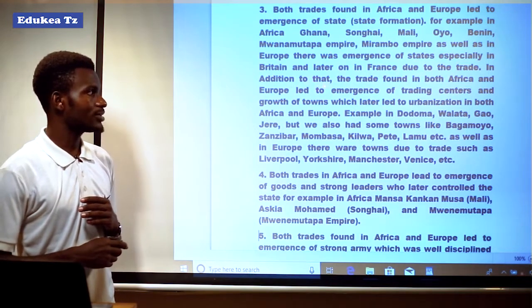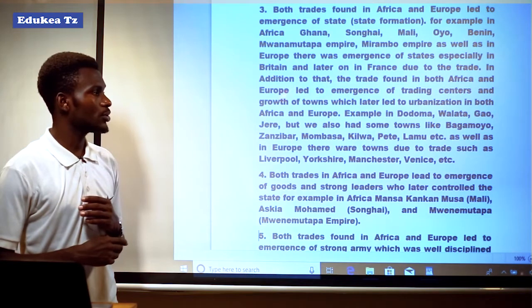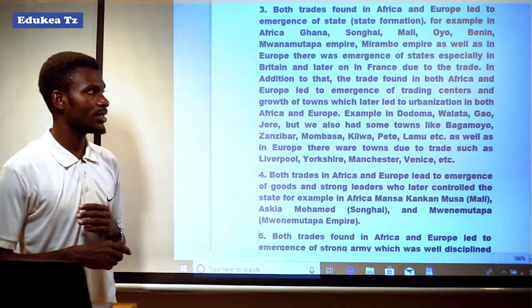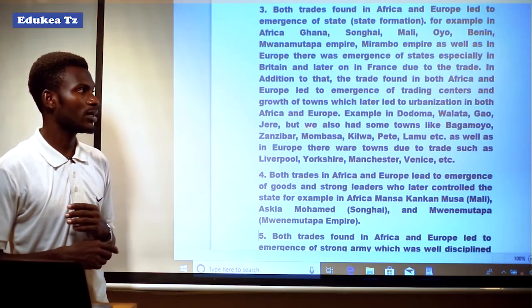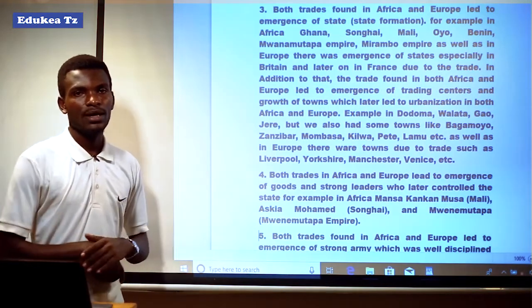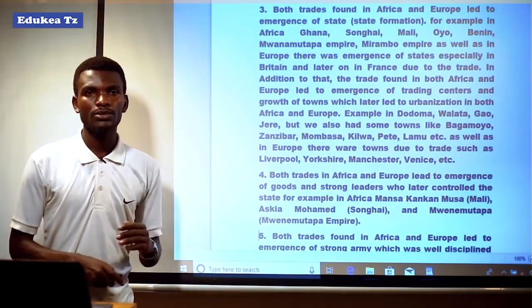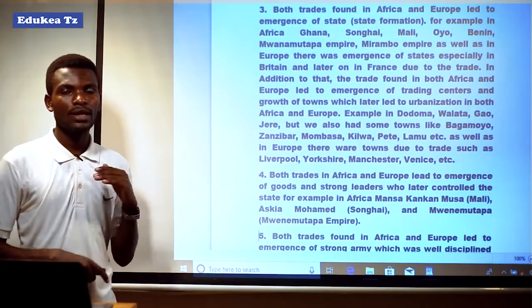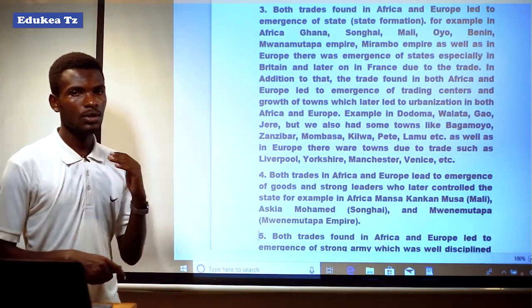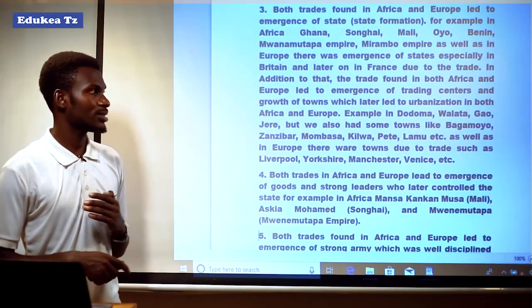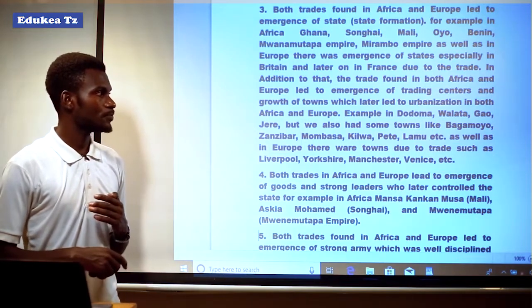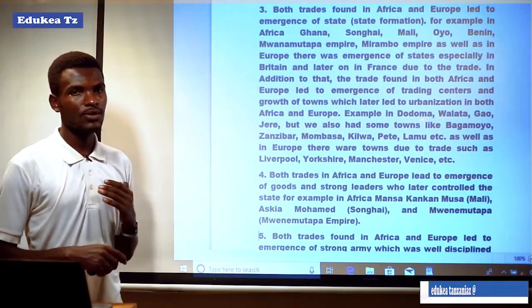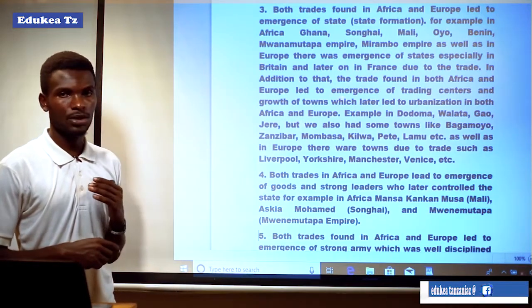In addition to that, the trade found in both Africa and Europe led to the emergence of trading centers and the growth of towns, which later led to urbanization in both Africa and Europe. It means that in addition, the trading activities conducted in both Africa and Europe led to the emergence or growth of towns, cities and trading centers, as it led to urbanization in both Africa and Europe.